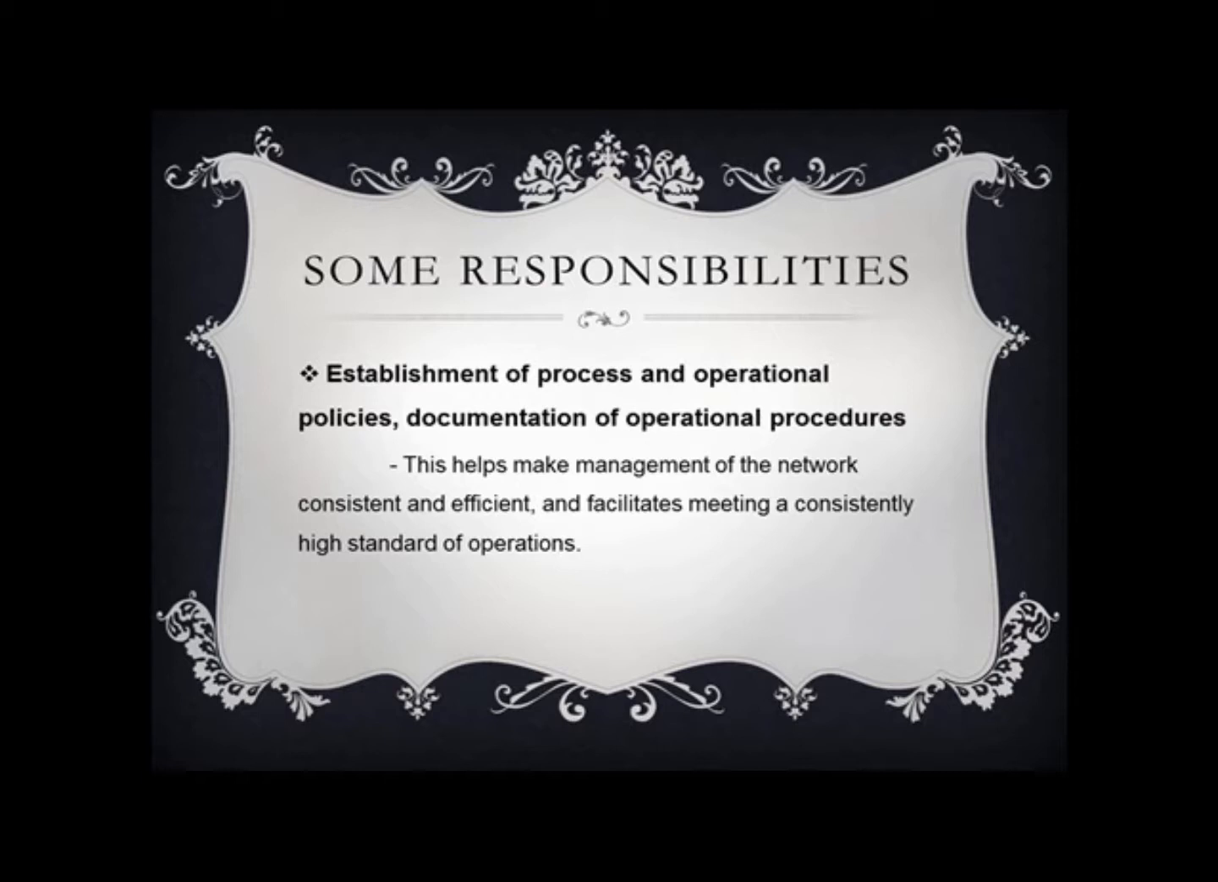In addition to a good organizational structure and clear network management responsibilities, many other things need to be considered to be able to run the network smoothly. These include, but are not limited to, the following: establishment of process and operational policies, and documentation of operational procedures. This helps make management of the network consistent and efficient, and facilitates meeting a consistently high standard of operations. One aspect of this is well-defined workflows to make sure that things that are supposed to happen do not fall through the cracks. Another aspect concerns well-defined escalation procedures to ensure responsiveness.